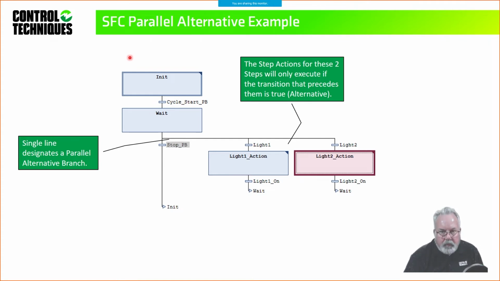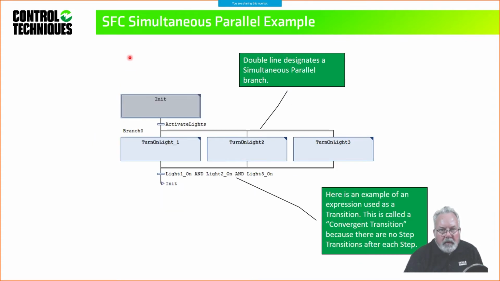Okay, well, then we'll look at a simultaneous parallel example. So here, same type of program. I've got an initial step with code in it. I've got a transition called activate lights. And here I have a double line. So this is a simultaneous parallel branch. So in this example, as soon as activate lights comes true, the step actions in all three of these steps are going to execute simultaneously and in parallel.